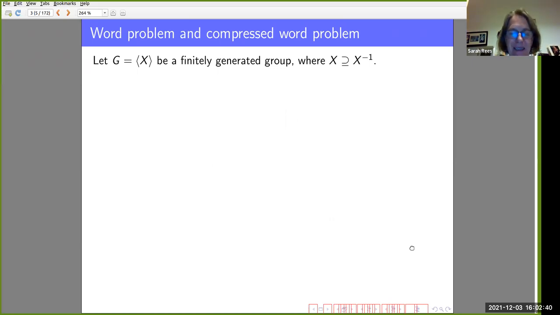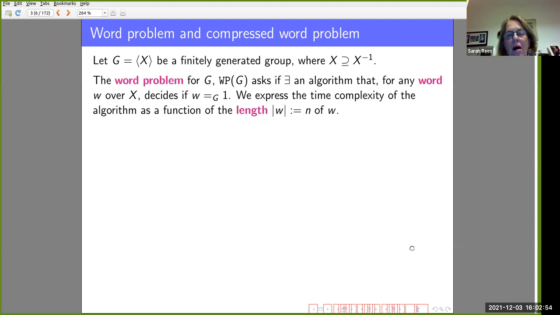So I better get started. I've got a group G, finitely generated over a set X, and I'm assuming that X contains all the inverses of its elements. And we're all familiar with the word problem. For G, the word problem asks if there's an algorithm that, given any input word, decides whether or not it's equal to the identity, and you express the time complexity of the algorithm as a function of the length of the word as a string.